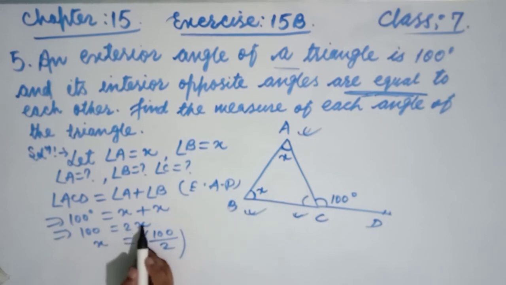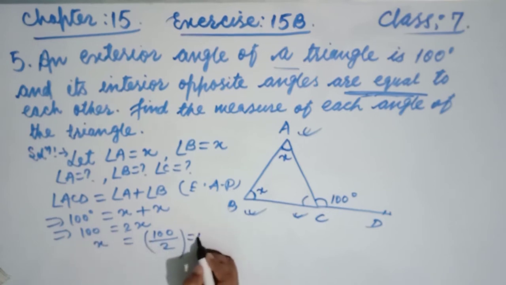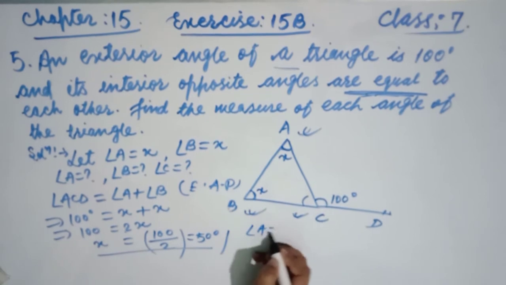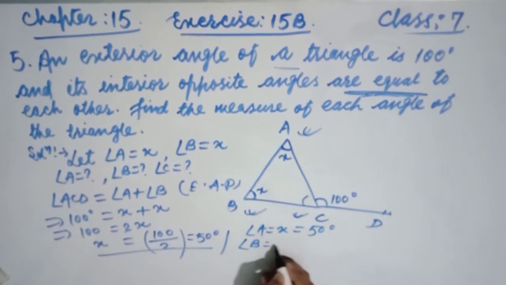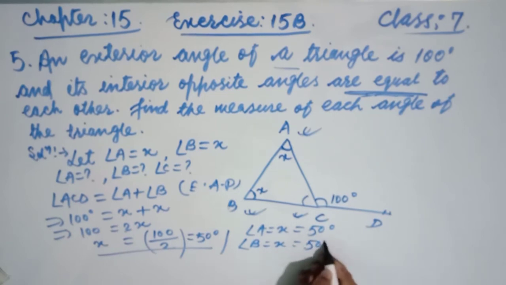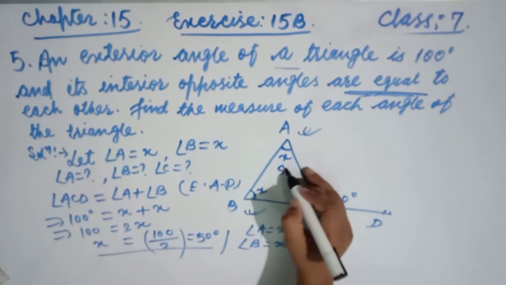So whatever is in multiplication with X will go to division, friends, 100 divided by 2. This becomes 50, friends, 50 degree. The value of X is 50 degree. Then A is equal to X is equal to, friends, 50 degree first. Then B is equal to, friends, X is also 50 degree. Okay. Then, friends, we can easily find out this angle. This is 50. This is 50.